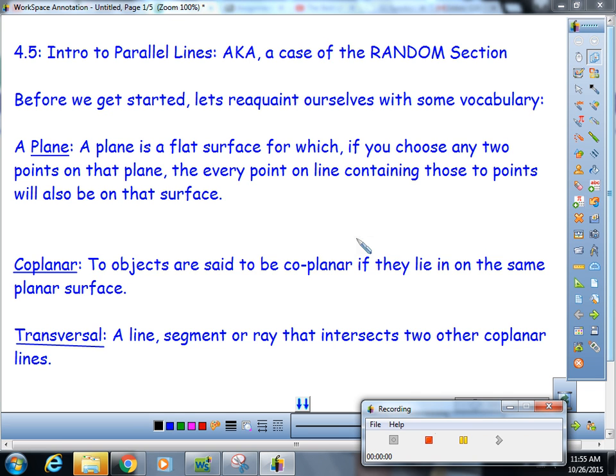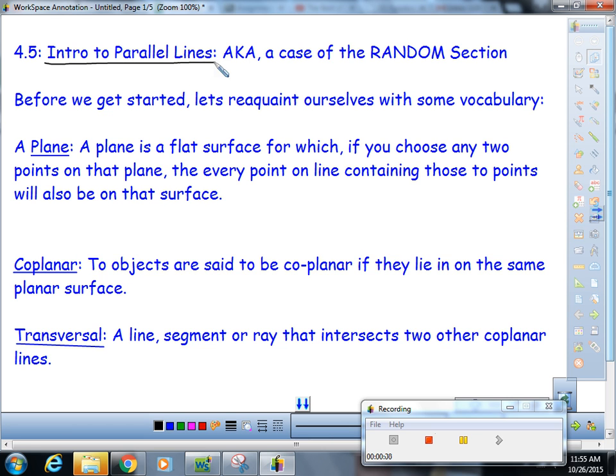This is 4-5, the Intro to Parallel Lines section, also known as the most random section ever. I'm not exactly sure of a good reason for it, but basically this is a little buffer section that serves as a reminder about a lot of things that you've already been taught, and it'll kind of push us forward. Really, it's a pretty easy section. So first, we need to remember three terms.